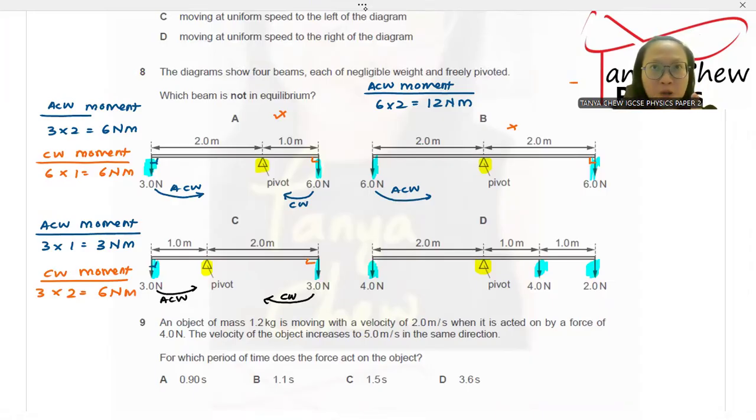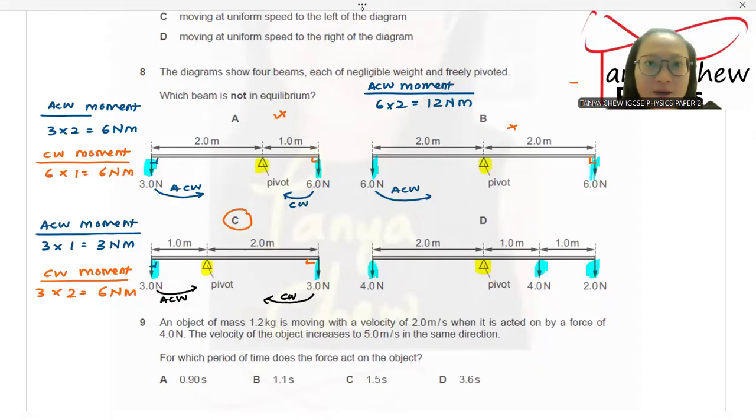Oh, the clockwise moment is larger than the anti-clockwise moment. This beam is definitely not in equilibrium because the anti-clockwise moment is not balanced by the clockwise moment. The answer is actually C, but I'm going to prove to you that D is not the answer.